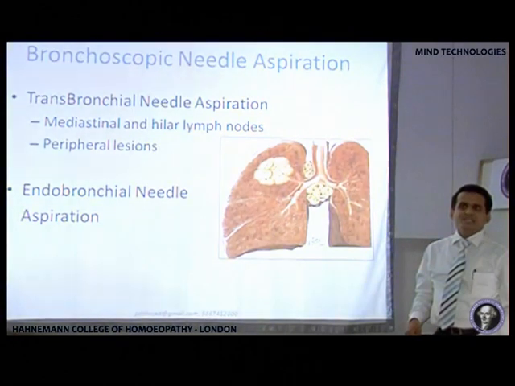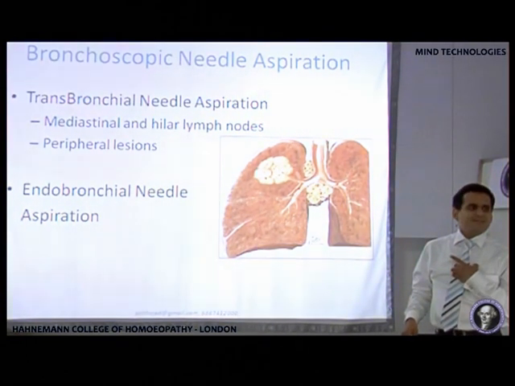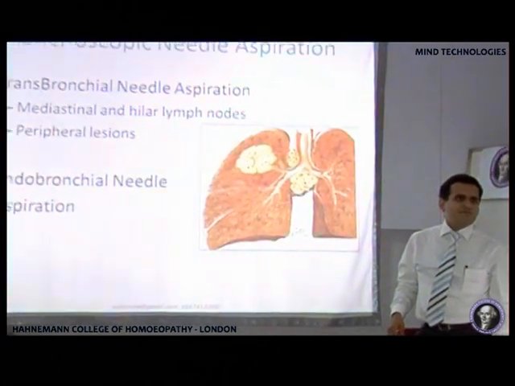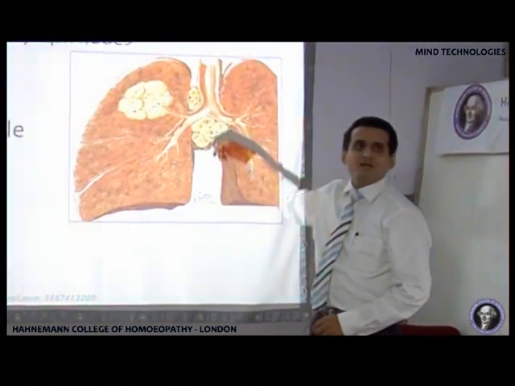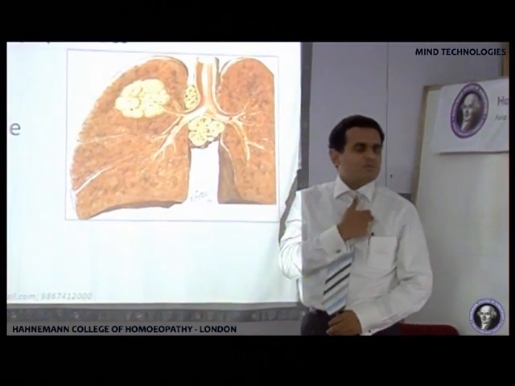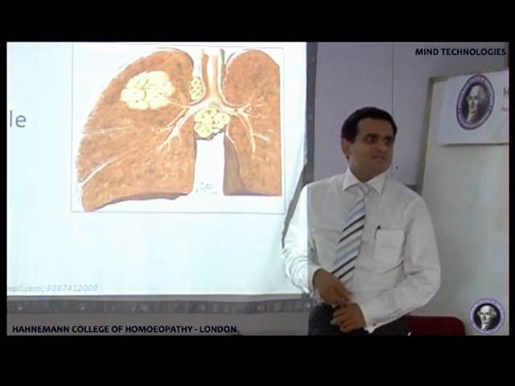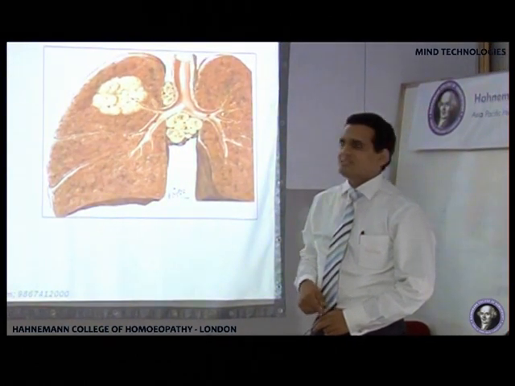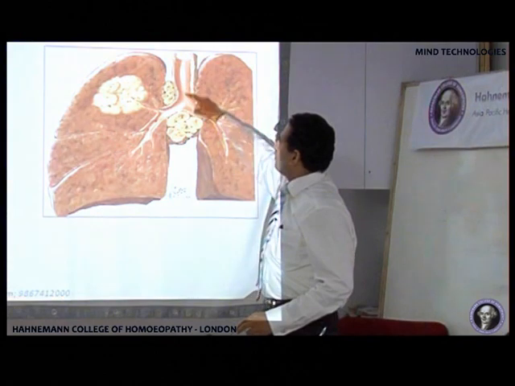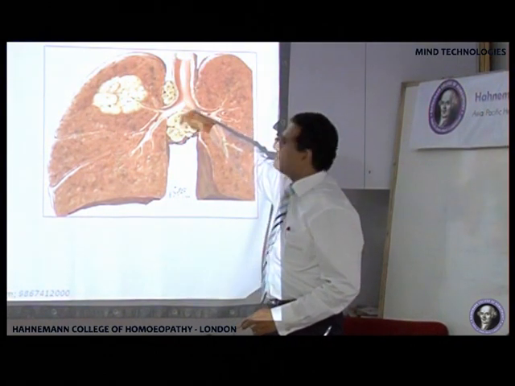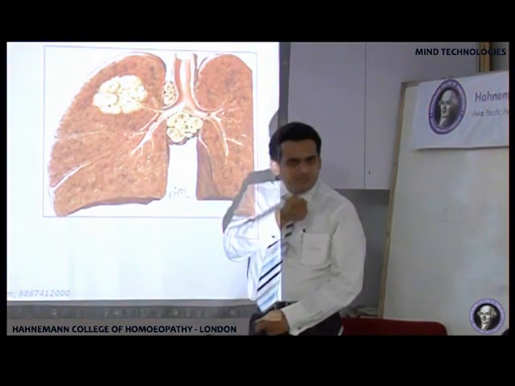So now the question is, when you have a mediastinal lymph node, how do you take a sample of that lymph node? Often these are close to the blood vessels. The CT people will say we cannot put a needle in percutaneously. So what I am going to show you is through the bronchoscope, you pass the endoscope here, and then a needle is passed into here or here. We take a sample.